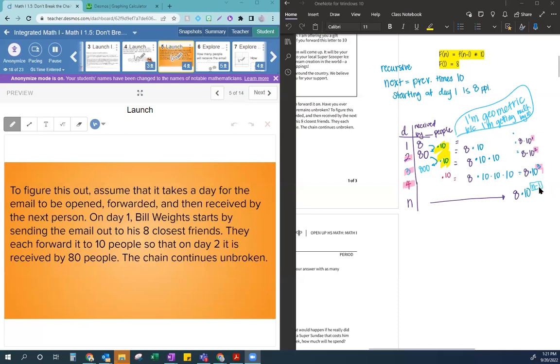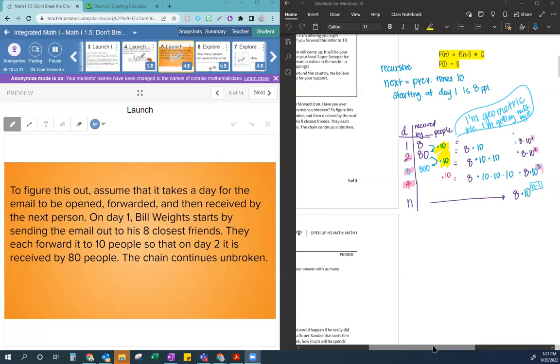Well, why isn't it just n, Miss Johnson? Because it's not, right? Because look, this says 4 and this says 3. So if it was just n, then this would be a 4 here, but it's not. It went down by 1. That's what Ricky told us, right? So that's actually my explicit term. It's 8 times 10 to the n minus 1.